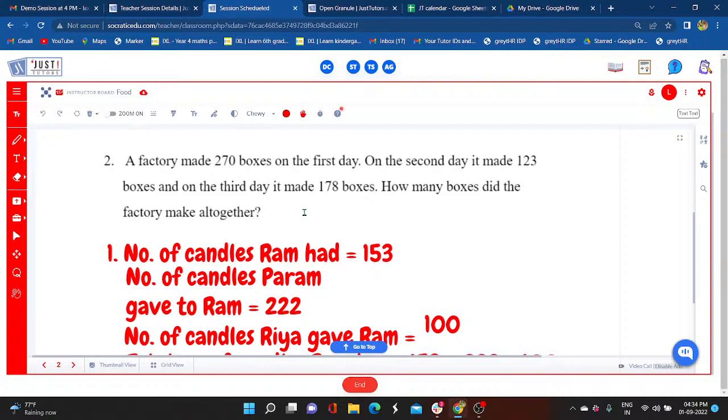Now let's move on for question number 2. Let's read that. A factory made 270 boxes on the first day. On the second day, it made 123 boxes, and on the third day, it made 178 boxes. How many boxes did the factory make altogether? So, did you try the question? Now let's try it together.